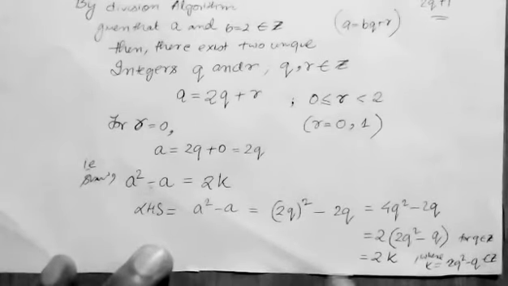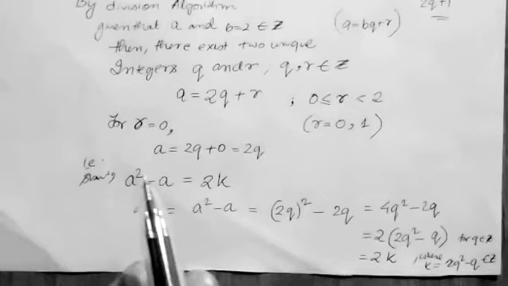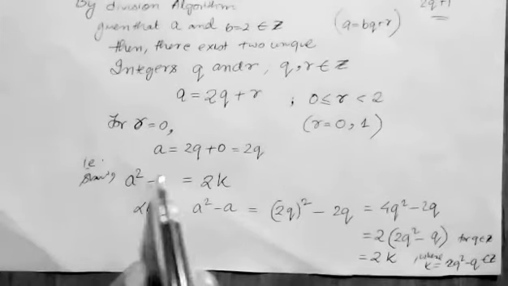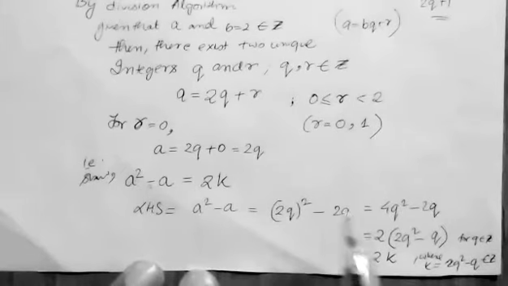So if you can express any number as 2q or 2k, that is, 2 multiplied by any integer, then that is an even number, right? So the difference between the square of a number and that number itself is an even number, as we can express it in the form of 2 multiplied by some integer.